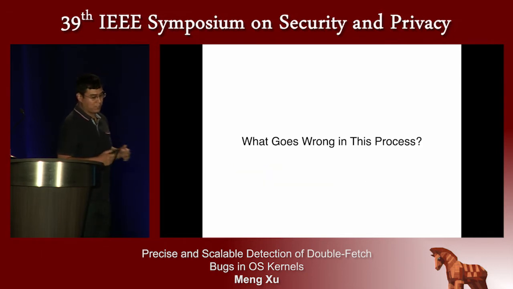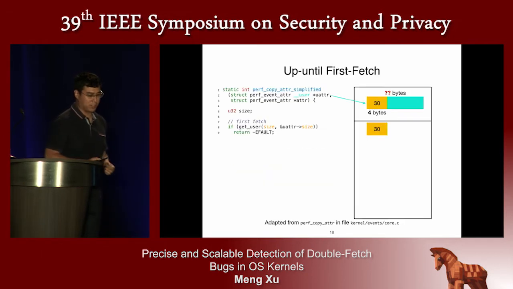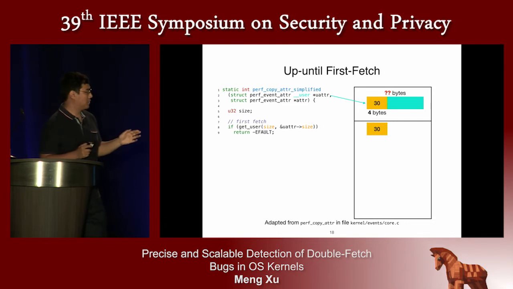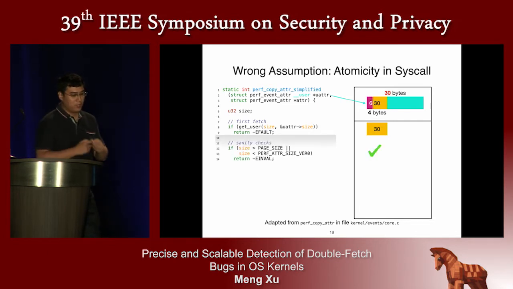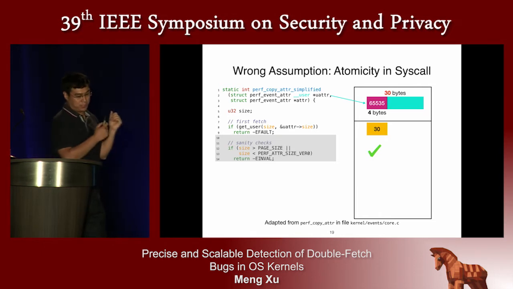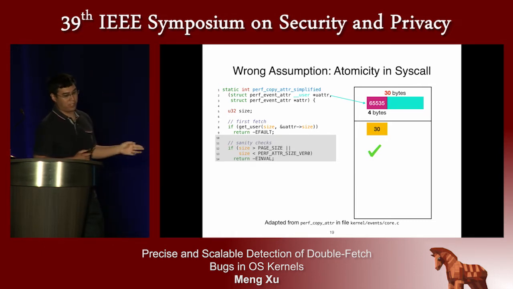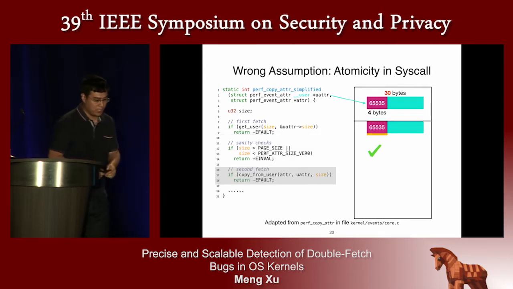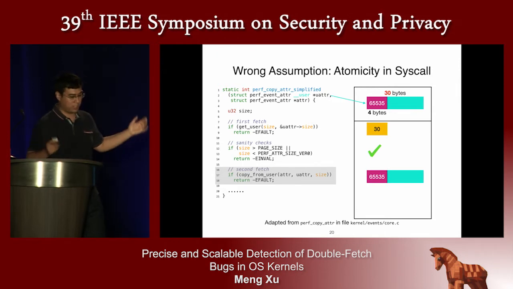So let's think about this. What could go wrong in this process? Basically, up until the first fetch, everything is OK. You know the first 4 bytes say the size is 30. But after the first fetch, while you're doing the sanity checks, another user space thread can override the first 4 bytes, because that is in user space and user space threads have access to these values. They can override the 30 to any arbitrarily large number. And then when you do the second fetch, you copy the whole message.